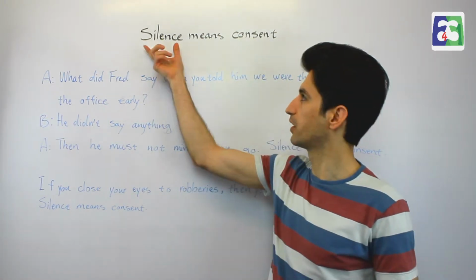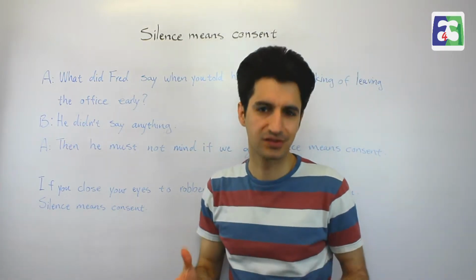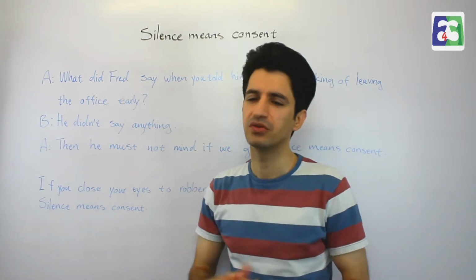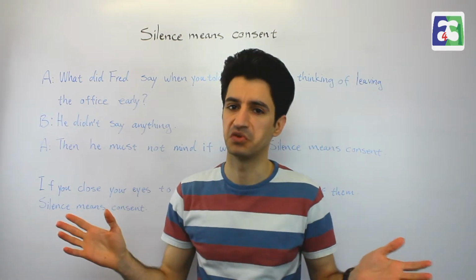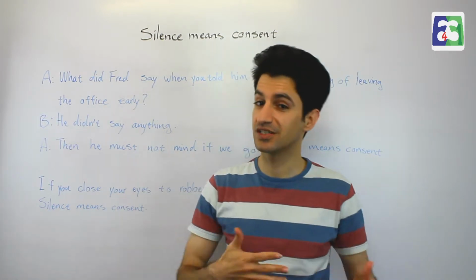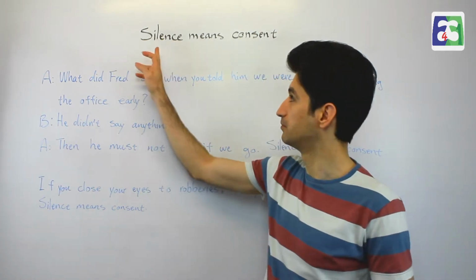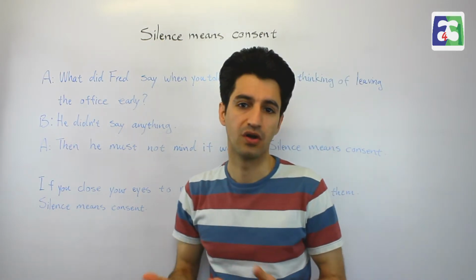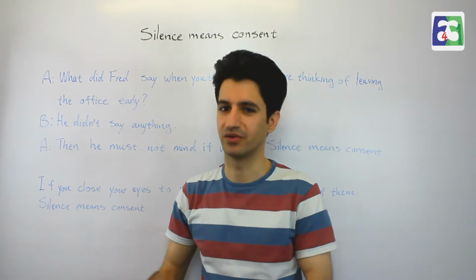So you keep quiet. That means you agree with them. That somehow implies that you agree with those people. You are not bothered. You're okay if they're doing something bad. You're okay with that. So in these situations, we tell people, your silence means consent. Means you are also in the same group, okay, with those people.